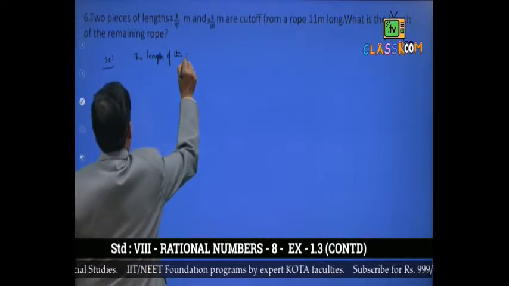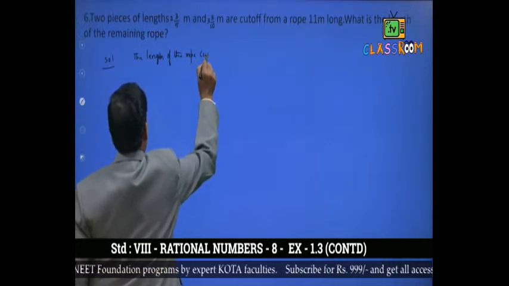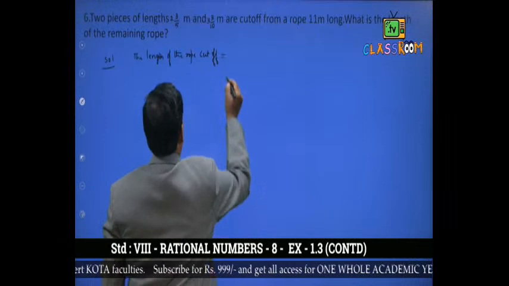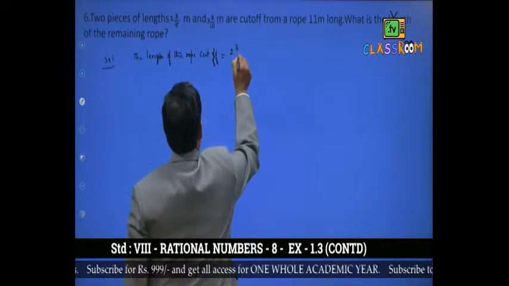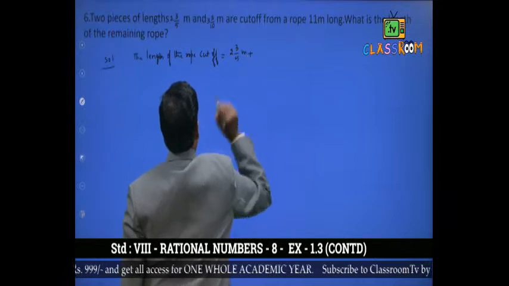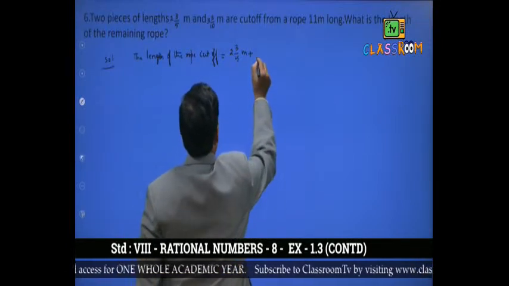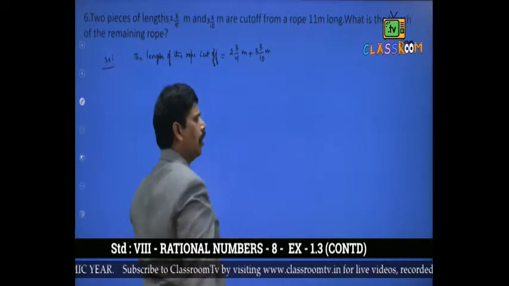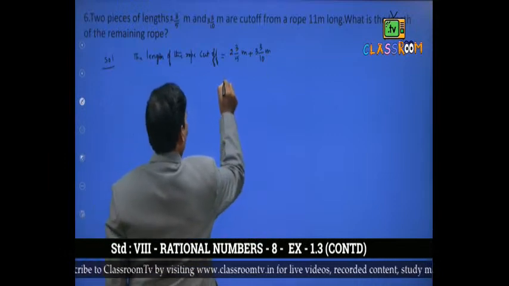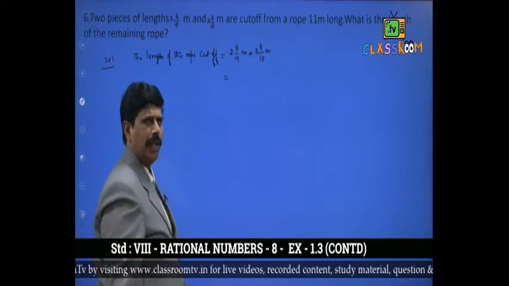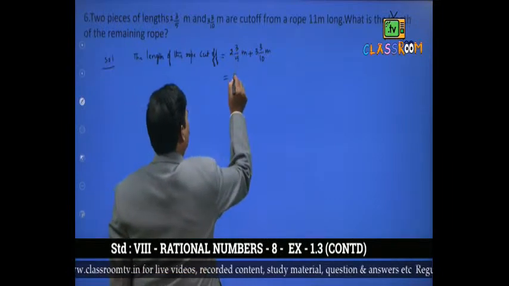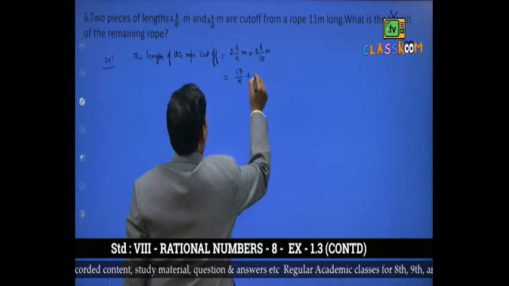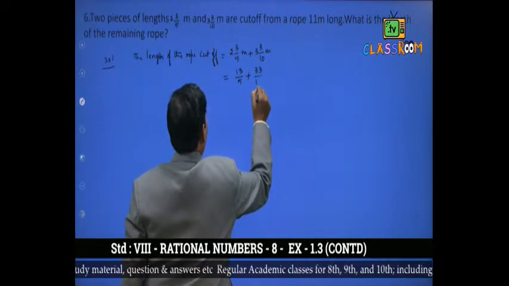The length of the rope cut off is equal to, what is the first piece length? 2 3 by 5 meters plus, what is the second piece length? 3 3 by 10 meters. Okay. So now convert these mixed fractions into improper. How to convert? You multiply now. 5 2s are 10. 10 plus 3, 13 by 5. 10 3s are 30 plus 3, 33 by 10 meters.